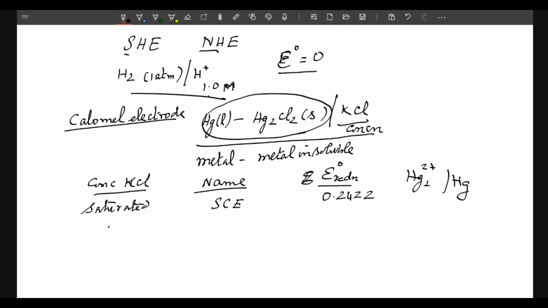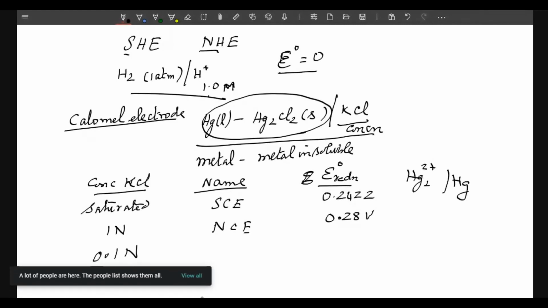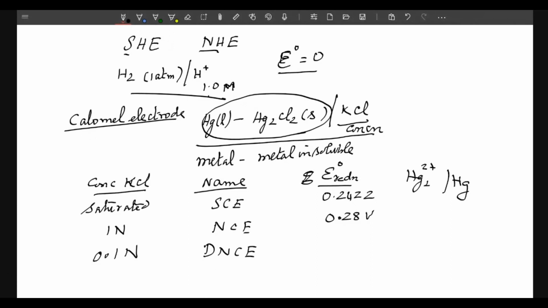Instead of saturated KCl, you can use normal KCl. Now the name is normal calomel electrode, NCE. Its potential definitely changes as the concentration decreases. The reduction potential increases to 0.28, and then 0.1 normal KCl can also be used. This is called the decinormal calomel electrode, or DNCE. These three kinds of calomel electrode you might have used in your laboratory while doing physical chemistry experiments, with 0.2385 as a value you were asked to memorize for calculations.